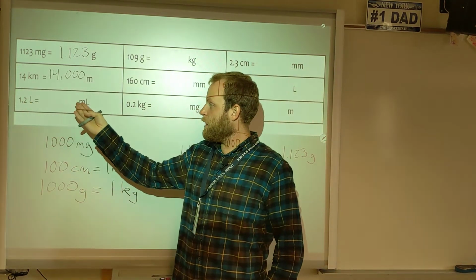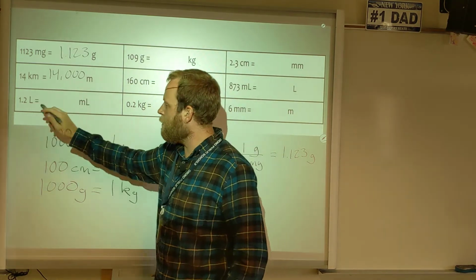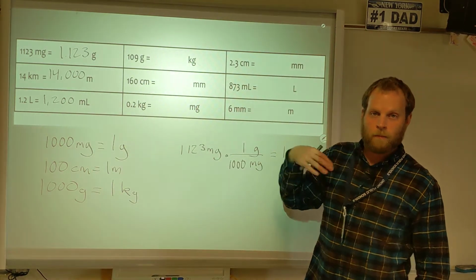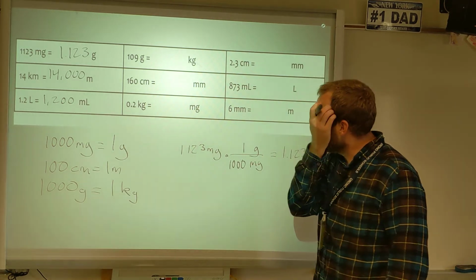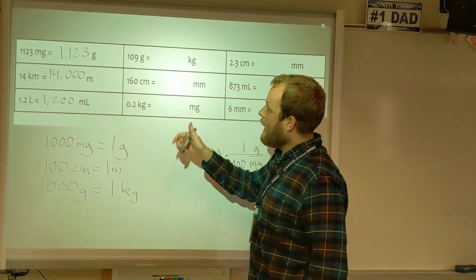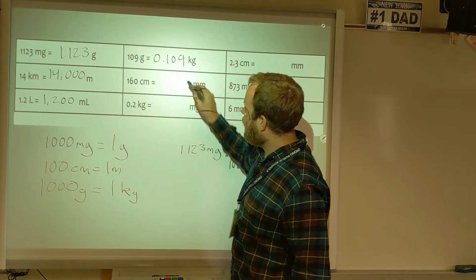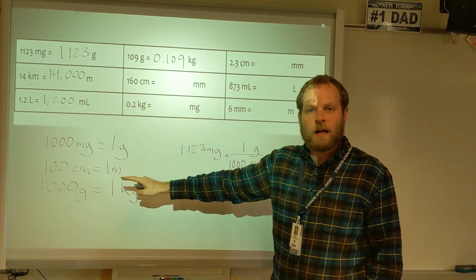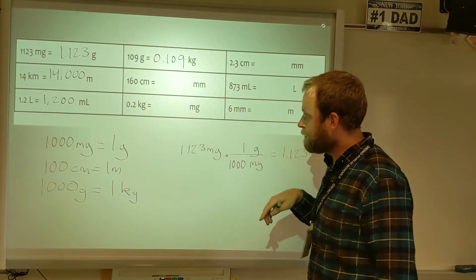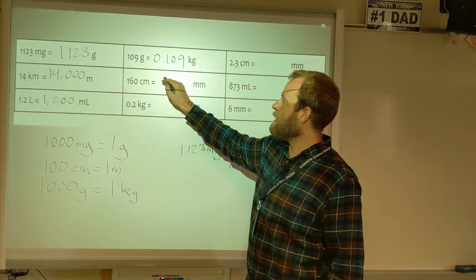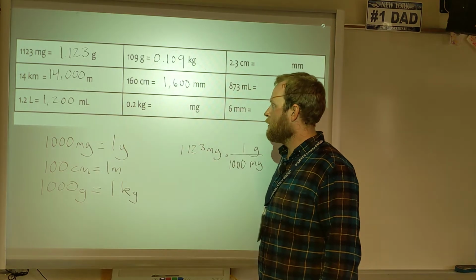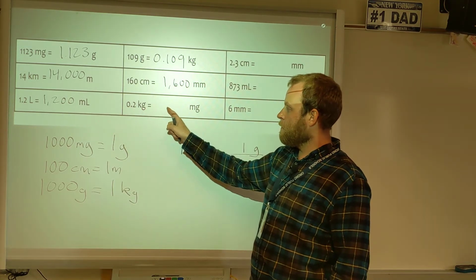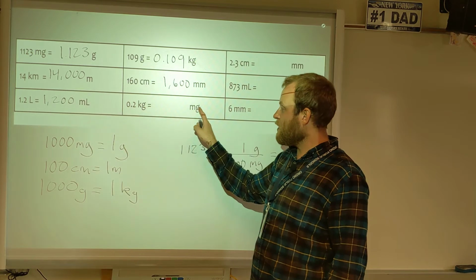1.2 liters to milliliters. Again, it's 1,000 to 1, so you just multiply that by 1,000. 1,200. Please do the dimensional analysis or ask me a question in class someday if you're still confused about this. Grams to kilograms is 0.109. Centimeters to millimeters. Well, in this case, look, 1,000 to 100. So millimeters are 1/10 of a centimeter. So since we're going to millimeters, you just multiply that by 10. It's 1,600 millimeters. Kilograms to milligrams, that's going to be a stupidly huge number because there's 1,000 grams in one of these, and there's 1,000 of these in a gram.